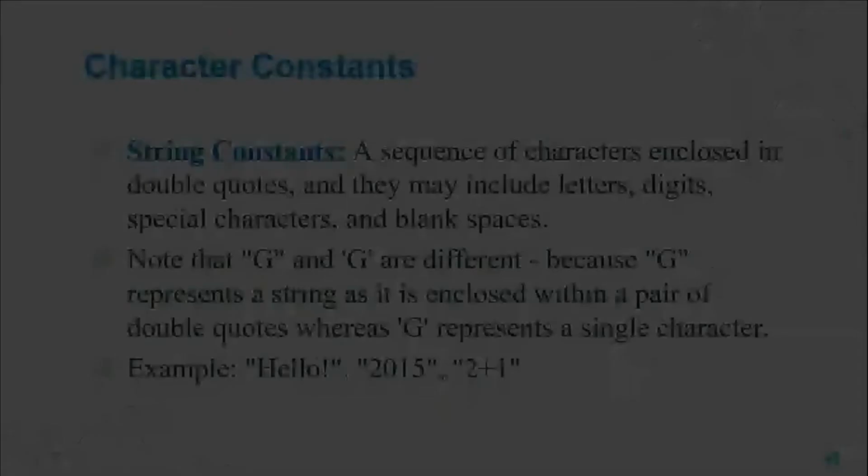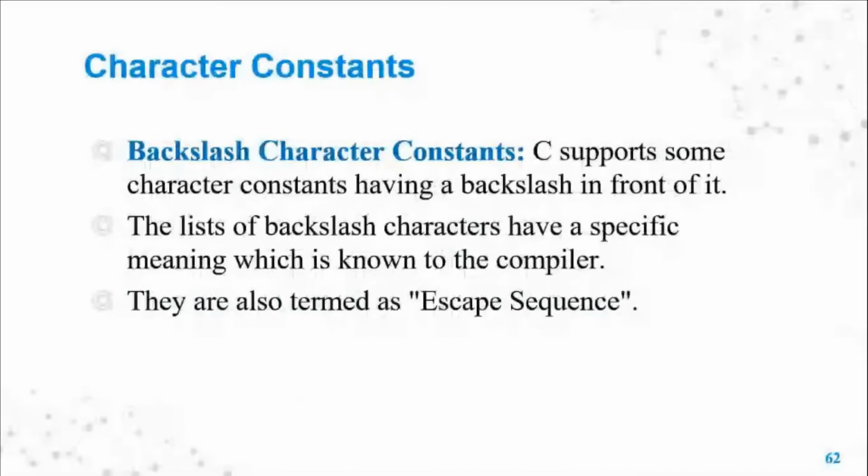So now we come to the last type of character constants. They are the backslash character constants. They are known as backslash character constants because a backslash is involved in that particular constant. When we represent this character constant in C programming, you have to include a backslash, and along with the backslash, there is some other character also involved. So why are these used?